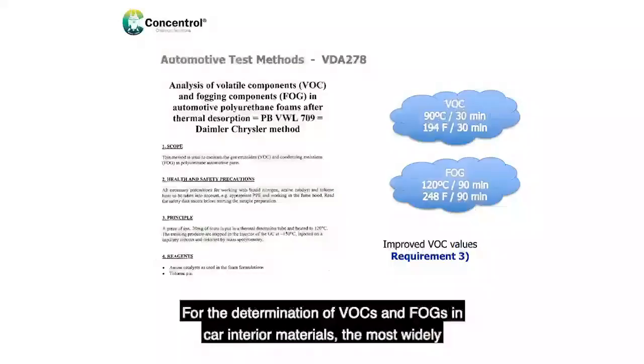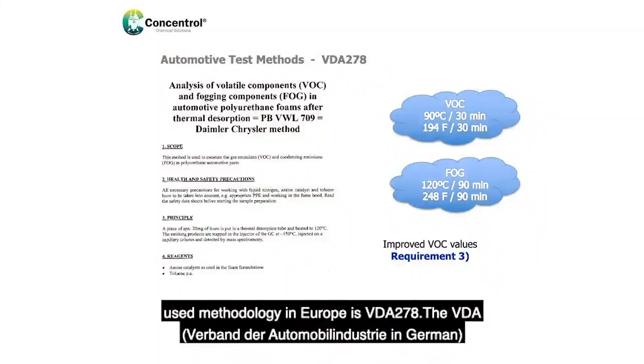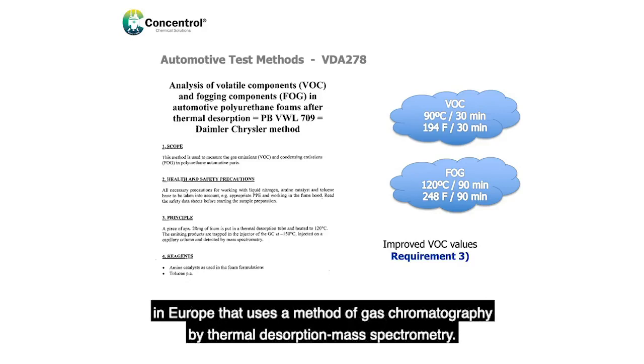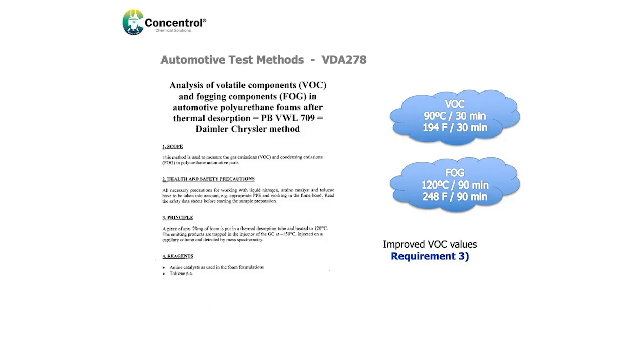For the determination of VOCs and fogs in car interior materials, the most widely used methodology in Europe is VDA 278. The VDA, or Verband der Automobilindustrie in German, is the German quality management system for the automotive industry. It is the standard method in Europe that uses a method of gas chromatography by thermal desorption mass spectrometry.